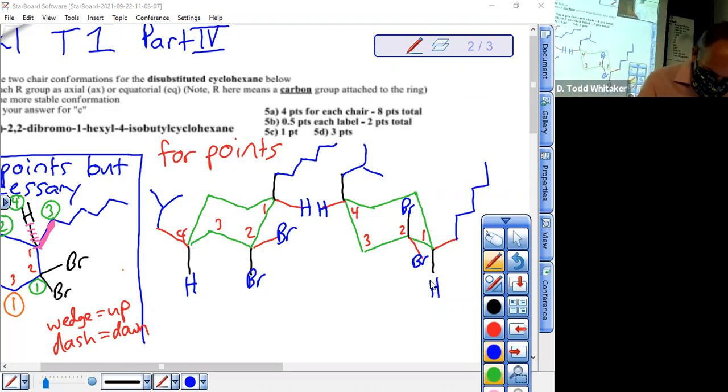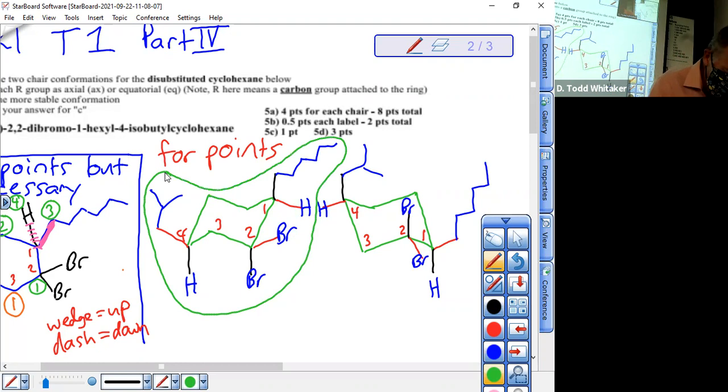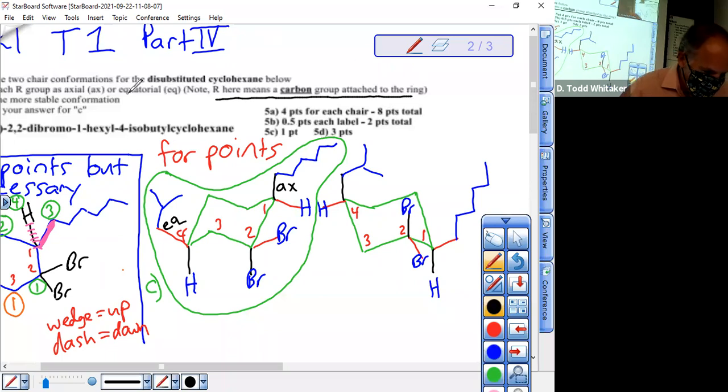But you are circling this chair that puts the bulkier group on what kind of bond? Isobutyl is on what kind of bond? Because I didn't do my labels. EQ is acceptable short form. And AX here, we're supposed to label the R groups, the carbon groups. It says in the question right here. Label those as axial or equatorial. And here we have Ax and EQ.